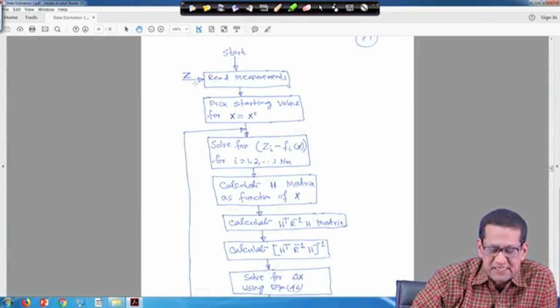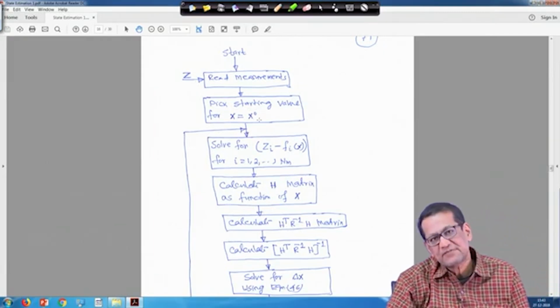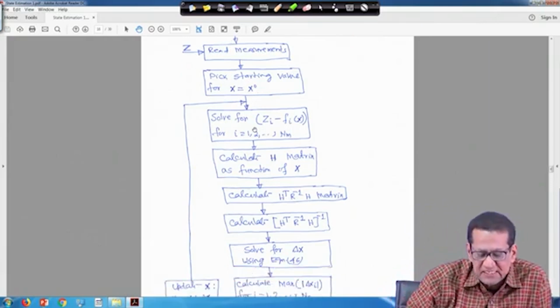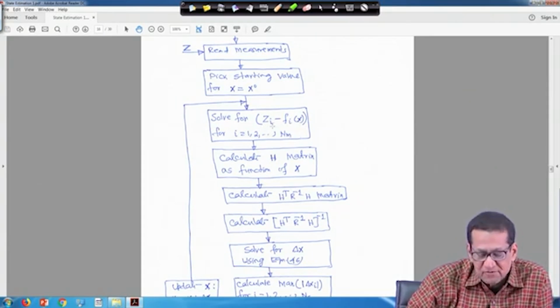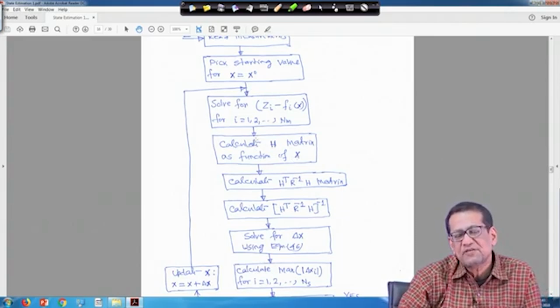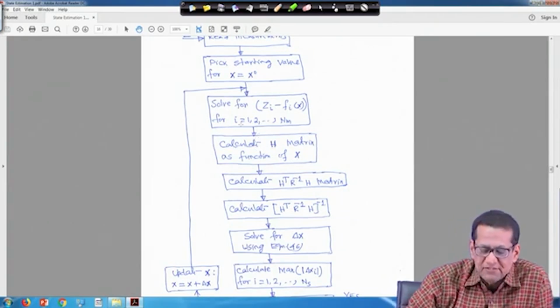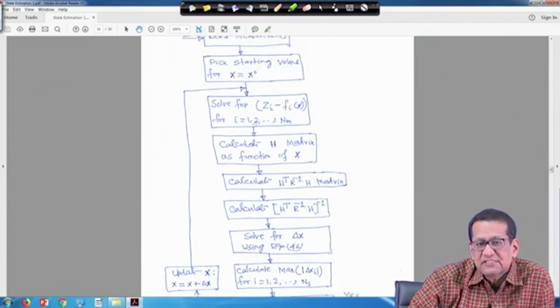If we come back to this, first you have to start, then read measurement, that means all the measured z values, all the measurement data you read, then pick a starting value x is equal to x naught, right. Then you solve for z i minus f i x for i is equal to 1 up to n m, the number of measurements, right. Once you have done that, calculate the H matrix as a function of x. I told you, that is the Jacobian matrix of f, and with the initial values you have to calculate H also. If it is not a function of x, then directly you will get it, right.